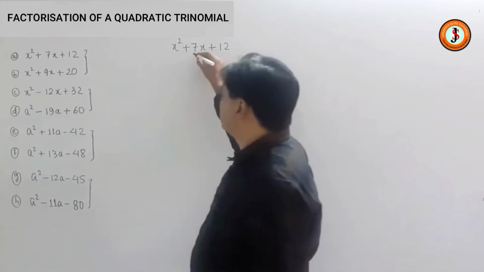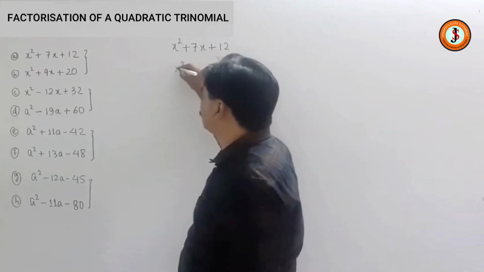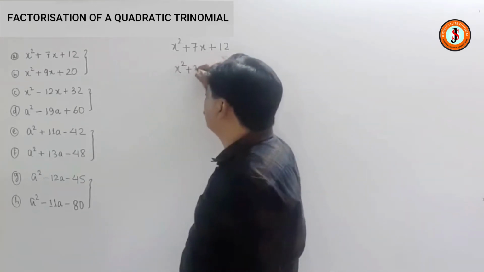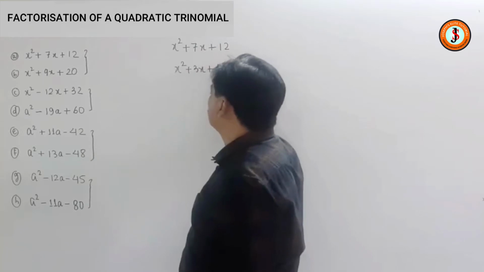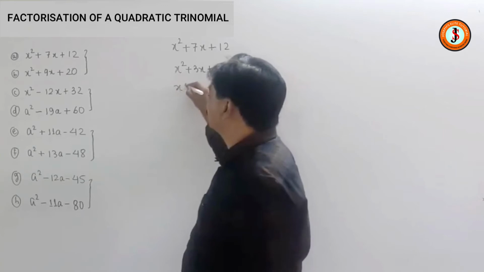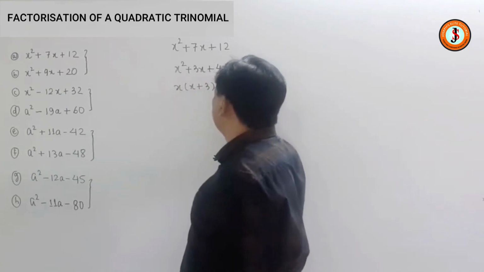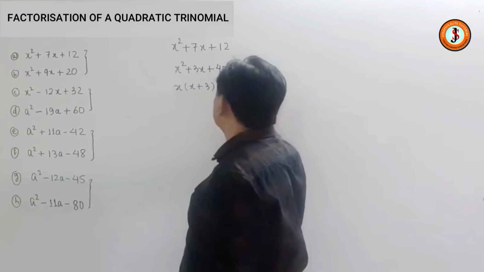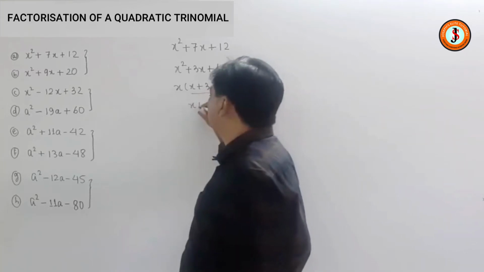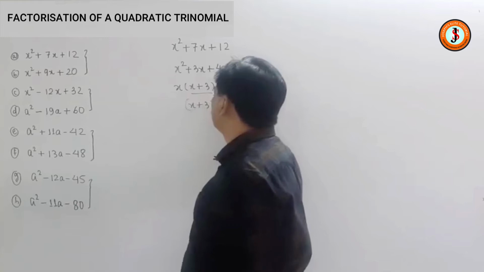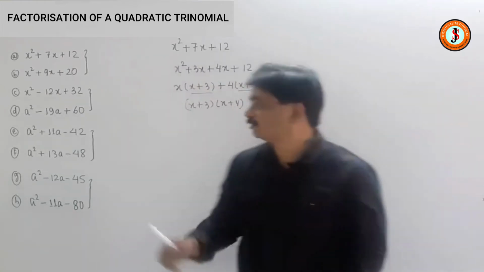So this will be plus 3x, since there is a plus here, plus 4x. 4 plus 3 is 7 and 4 times 3 is 12. Now I take x common, so x plus 3. Obviously 4 will be common, so x plus 3. So x plus 3 comes common, and x plus 4 is left. So may I ask you, what do you do with the other ones now?